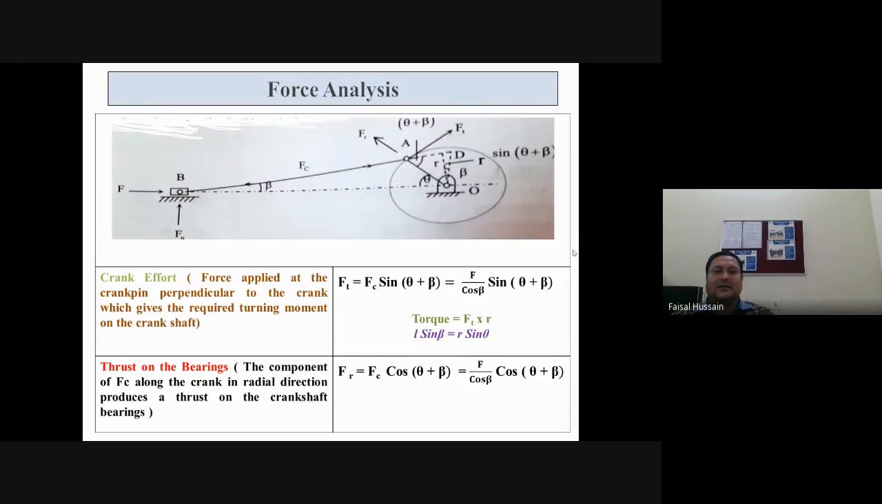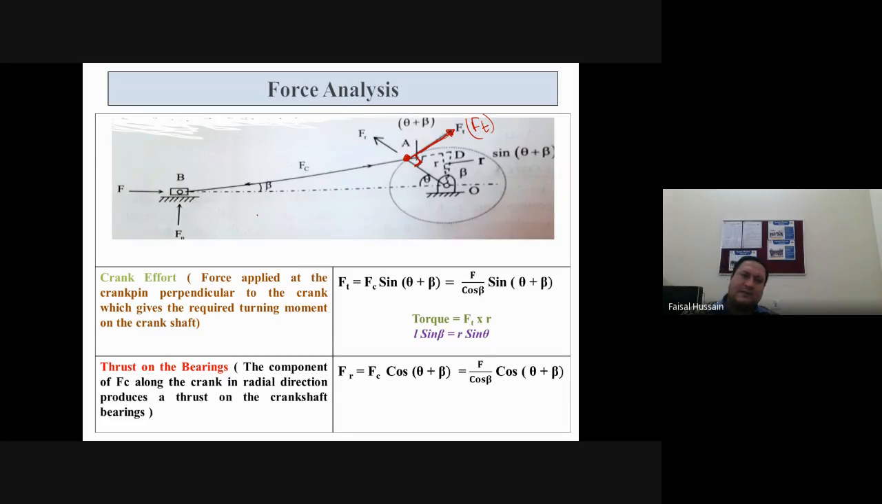Now, next is your crank effort and the thrust on the bearing. Crank effort is the force which is applied at the crank pin and which is perpendicular to the crank. This is your crank pin. The force perpendicular to the crank is known as Ft, and Ft is termed as crank effort. And what does Ft do? Ft will give the required turning moment on the crankshaft.